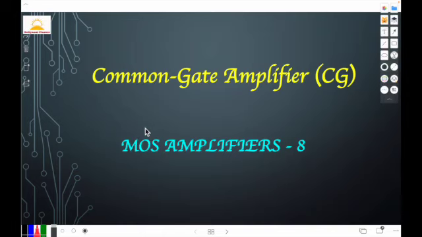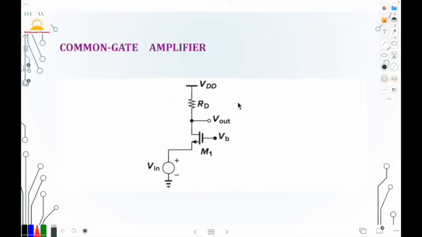In this video, we will study the common gate amplifier. This is the circuit of the common gate amplifier. Here the input is applied at the source terminal and the output is taken from the drain terminal, and the gate is connected to a DC voltage to bias the circuit. Now the input-output characteristic.